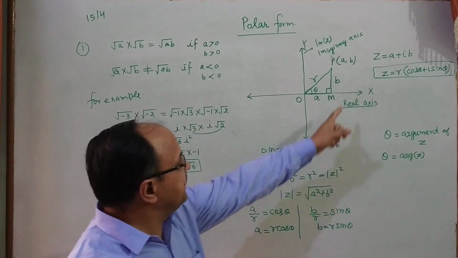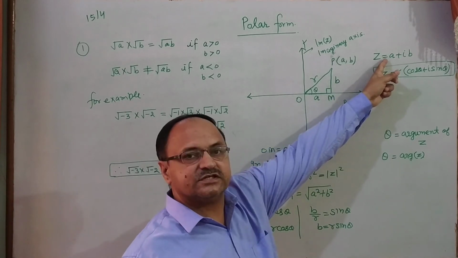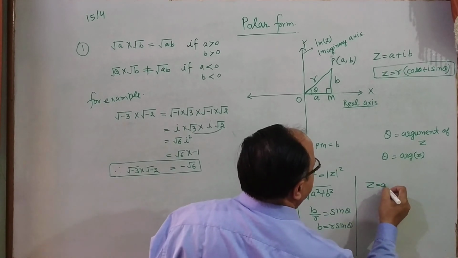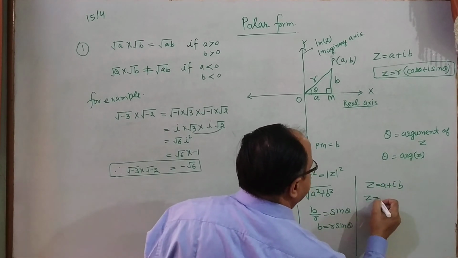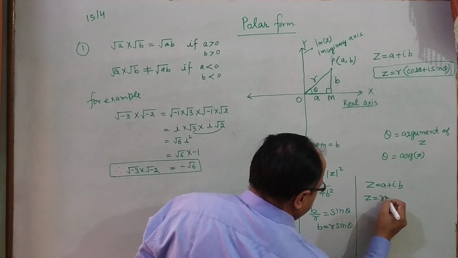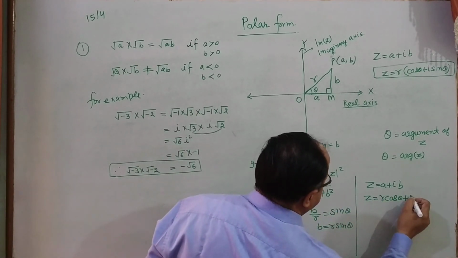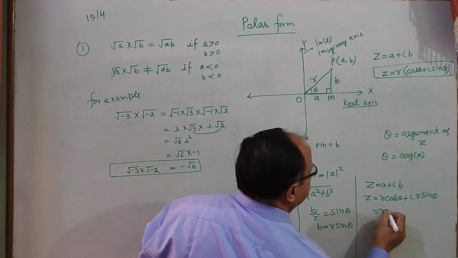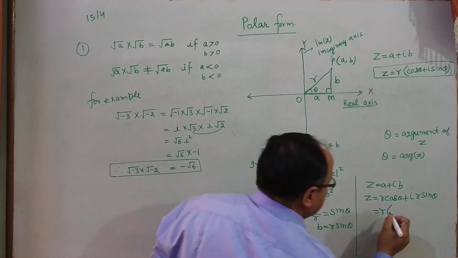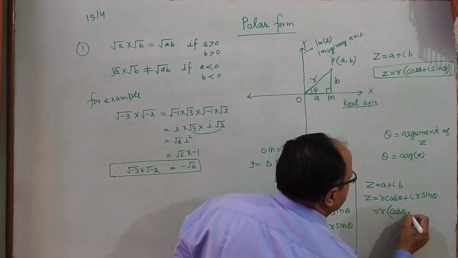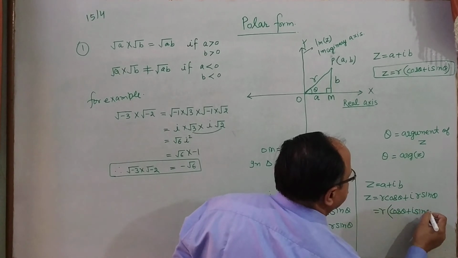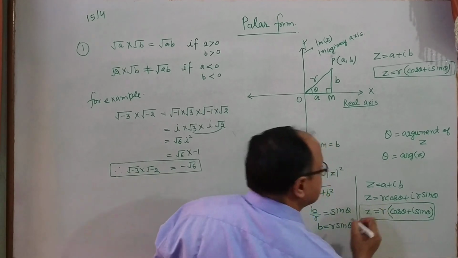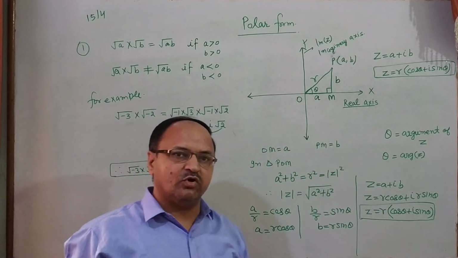Put the value of a and b in this equation. Here z is equal to a plus iota b. Put the value of a, r cos theta plus iota r sin theta. You can take r common: r into cos theta plus iota sin theta. This is called the polar form. Thank you.